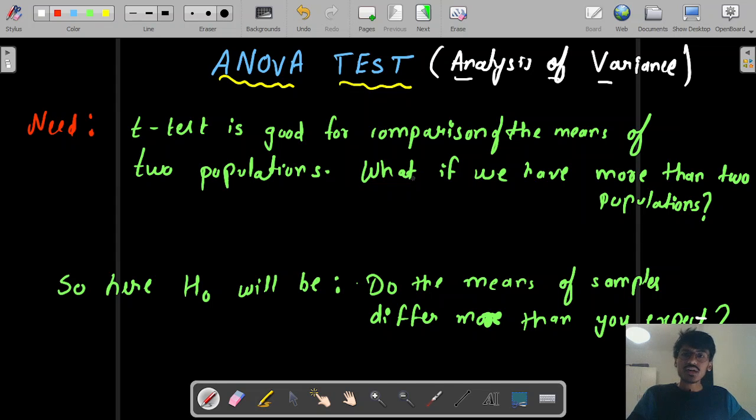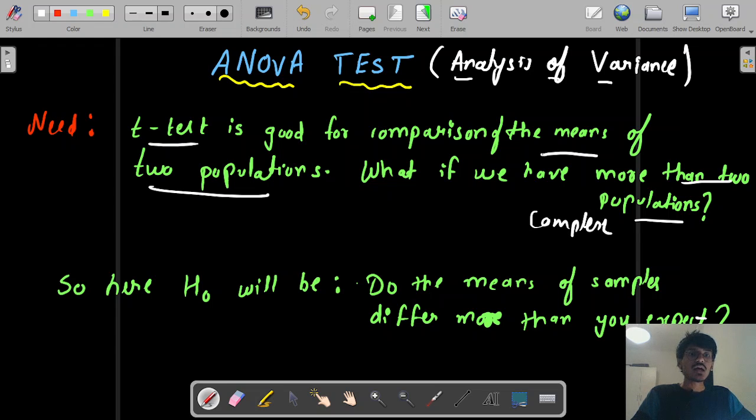So as we already have seen, the t-test that we have seen before is good for comparing just the means of two populations, right? We are given two populations, we'll take samples from them and we'll have some hypothesis testing for those population means, whether they are equal or not. But they are just two different populations that we are given. But what if we have more than two populations, like 3, 4, 5? Then this will be a complex task, isn't it? So that's why we do the analysis of variance test.